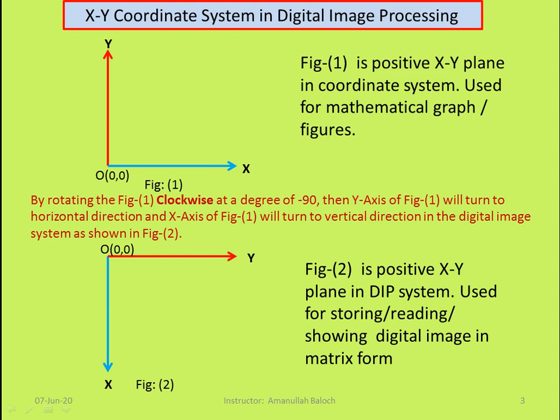Figure 2 is the positive XY plane in the digital image processing system used for storing, reading, and showing a digital image in matrix form. When we convert an image into matrix form, then the origin of the image is the top left corner of the coordinate system. That is, this point becomes the origin of a digital image processing system or the digital image.